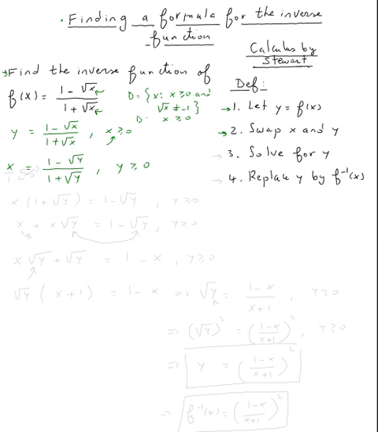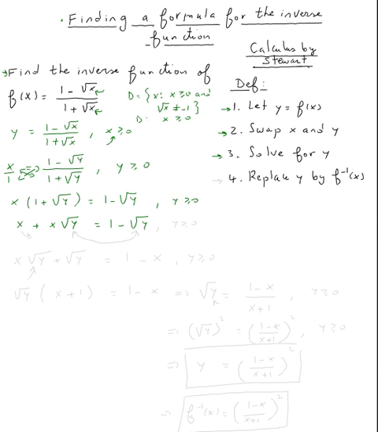Now what's the next step? Next step is solve for y. So how do we solve for y? Just write the 1 and multiply across. So x times 1 plus square root of y will be equal to 1 times 1 minus square root of y. Now we're solving for y, so I want all the y's to be on the left side, so I need to distribute: x plus x square root of y is equal to 1 minus square root of y.